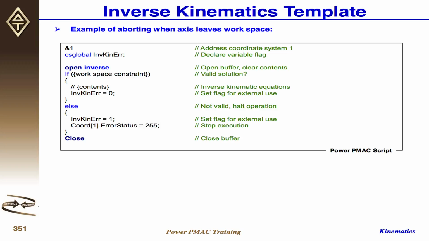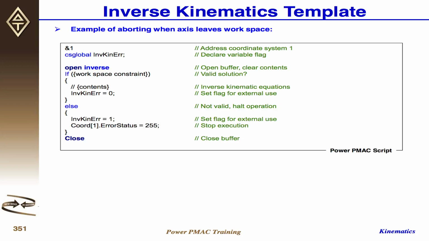Usually we will actually get a Q variable for the flag, so we know that there's something wrong with kinematics. You don't need to do that, but it's usually a standard practice. Okay, so open inverse. If the workspace constraint is valid, then I keep my calculation in here, and then I set this flag equal to 0. That means it's doing the inverse kinematics calculation. If not, then I put this value into 255, which will stop the calculation for kinematics, and I put this flag to 1.